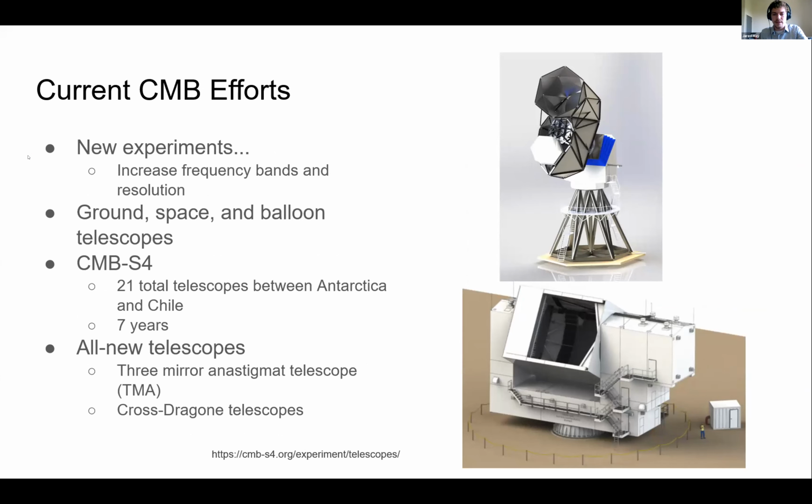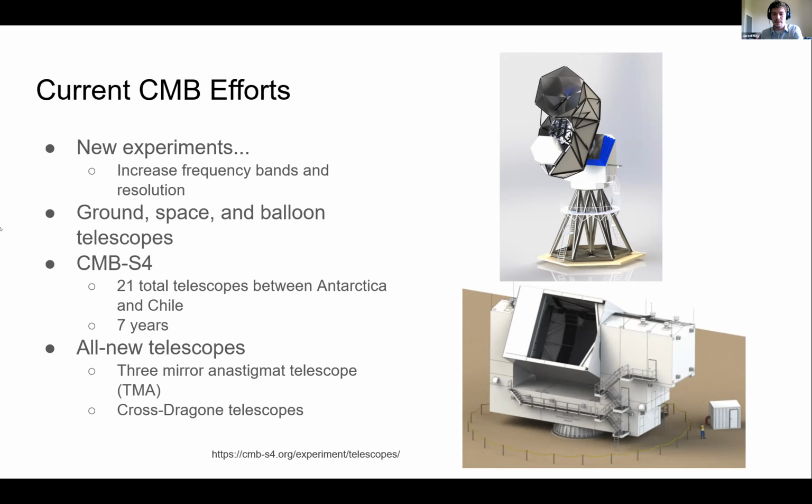So the CMB experiments in general, they try to increase the frequency bands at which they're probing the sky, and they also want to look at higher resolutions to try to extract more science from the signals. And they do this using a variety of tools, mostly ground-based, space-based, and balloon-borne telescopes. But the newest and one of the bigger CMB efforts going on right now is called CMB-S4, and it'll be comprised of 21 total telescopes stationed in both Antarctica and Chile. And they will be observing using a lot of different techniques, different frequency bands, some on big spatial resolutions, some small spatial resolutions, over the course of 7 years once observing starts.